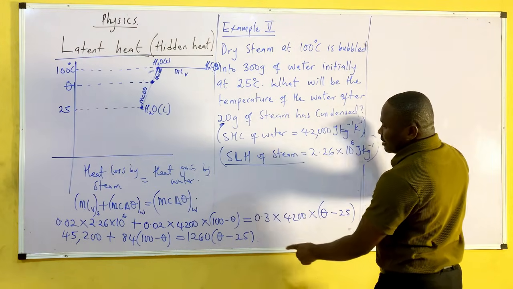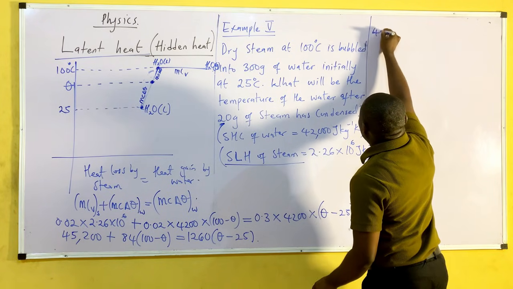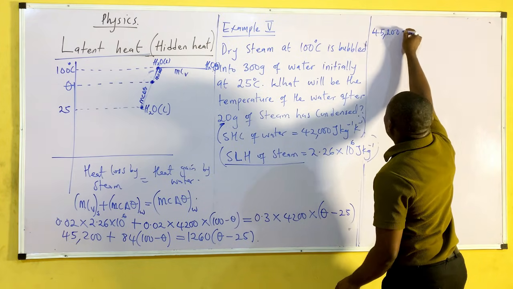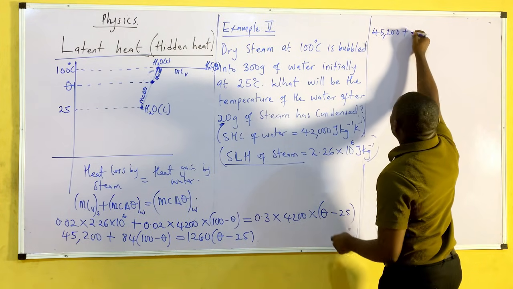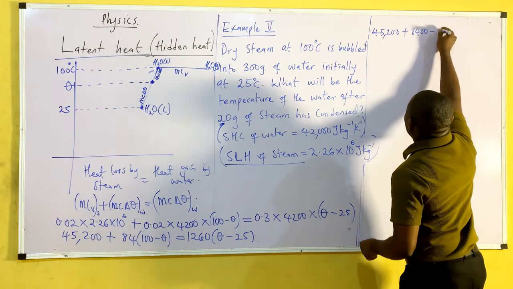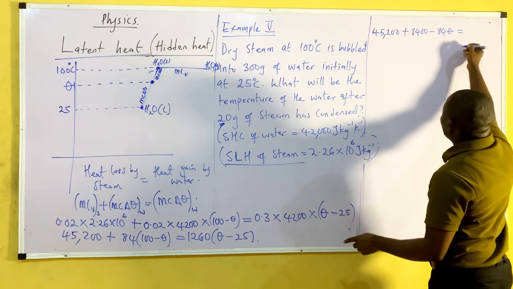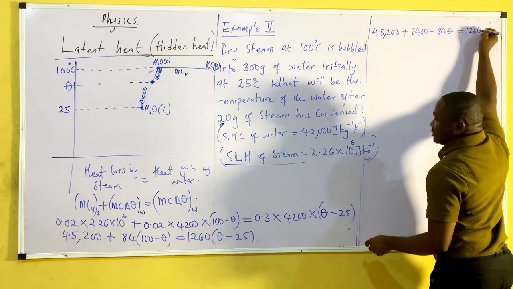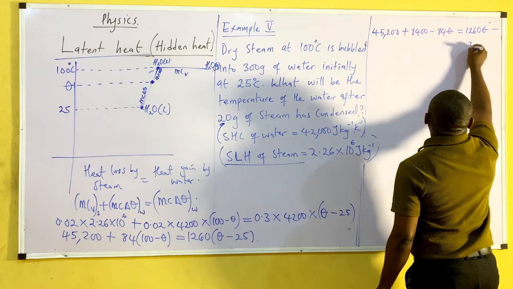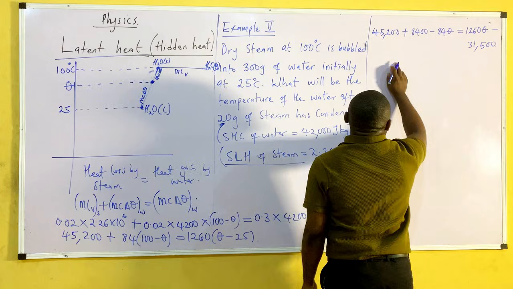So what becomes our next? We now have 45,200 plus 8400 minus 84 theta is equal to 1260 theta minus 31,500.